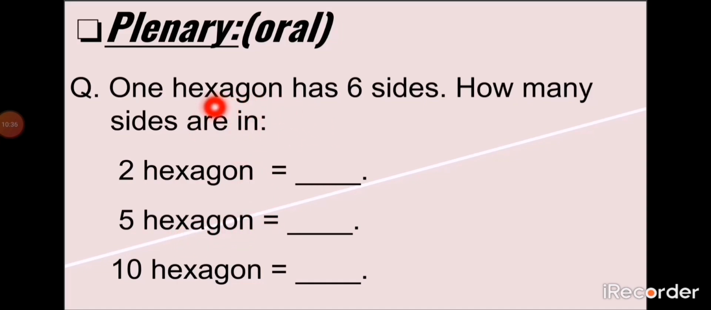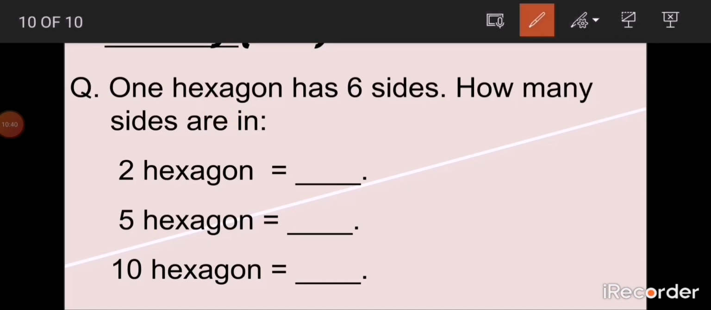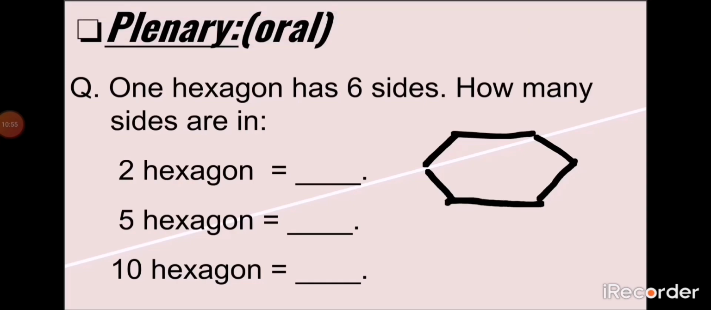So, do you remember the shapes? The shapes we have done? Yes. It has 6 sides. Let me draw it for you. 1, 2, 3, 4, 5, 6. It's a hexagon. 6 sides and 6 corners.